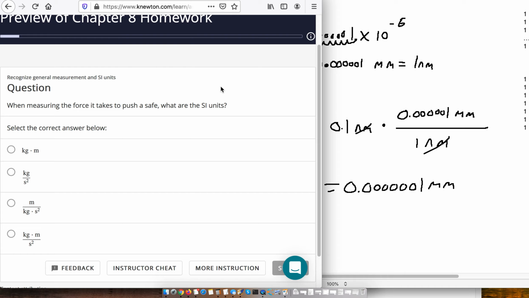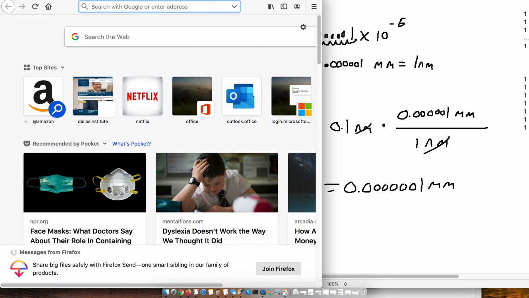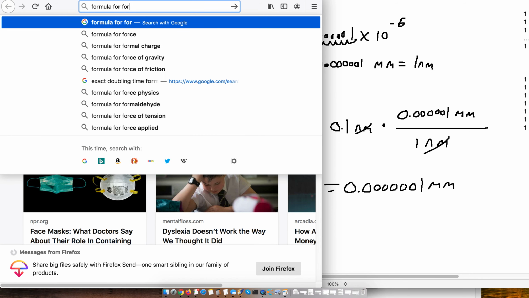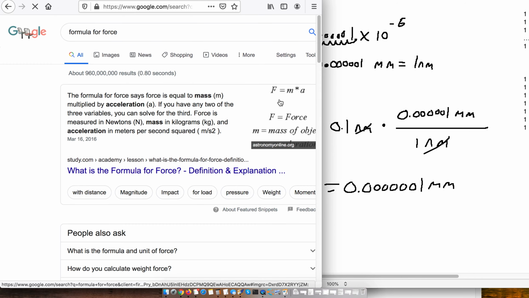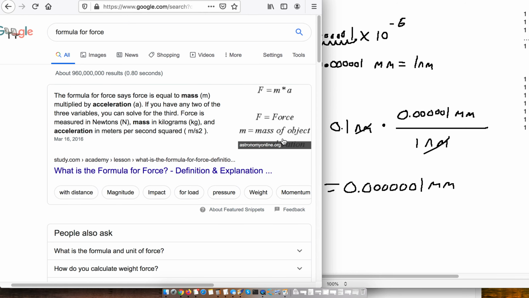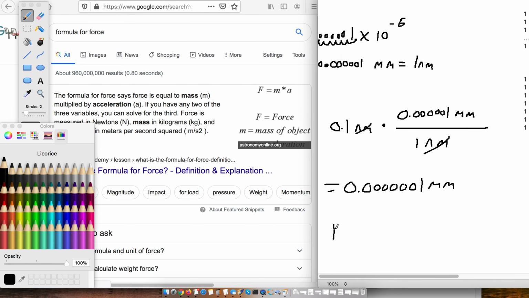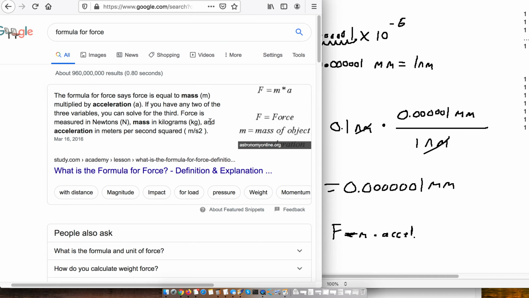So, measuring the force it takes to push a safe. Okay, force. If you look up the formula for force, if you haven't taken physics or something like that, force is mass times acceleration. Okay, so force is mass times acceleration. Mass is easy. We know what the units for mass is. It's grams in SI. Now acceleration, it gives you the units right here. Okay, meters per second squared.